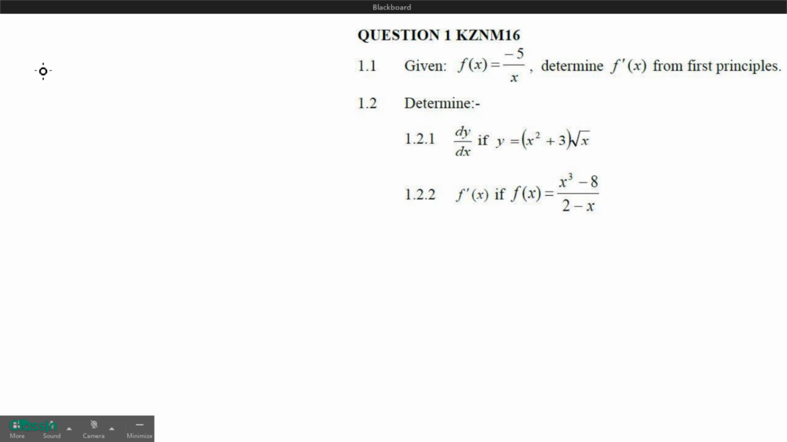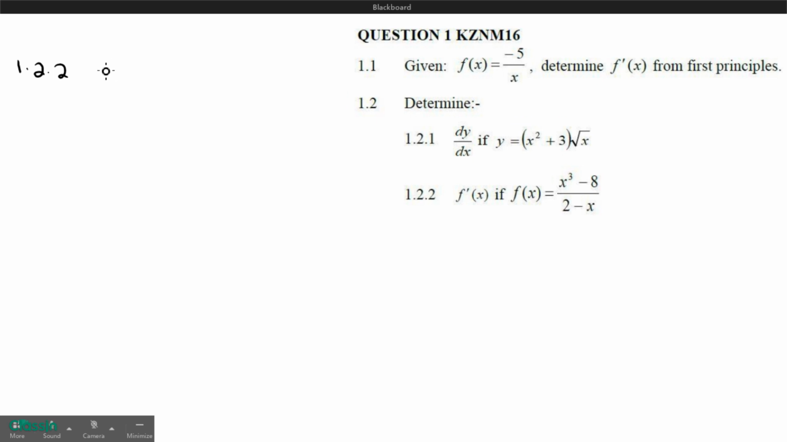Good morning once more. Earlier on in the previous lesson, we did question 1.1, 1.2, but on 1.2 we did 1.2.1 and we left out 1.2.2. So right now, I want us to continue with 1.2.2. So in this case, they say determine f prime of x if f of x is given as x cubed minus 8 all divided by 2 minus x.